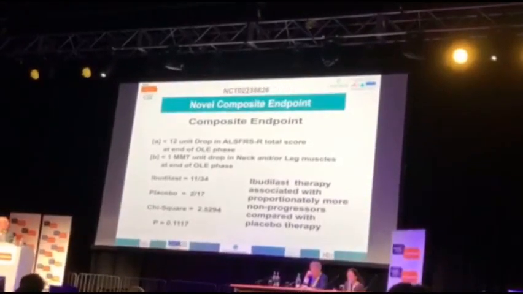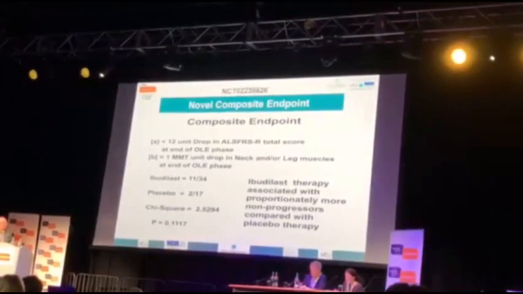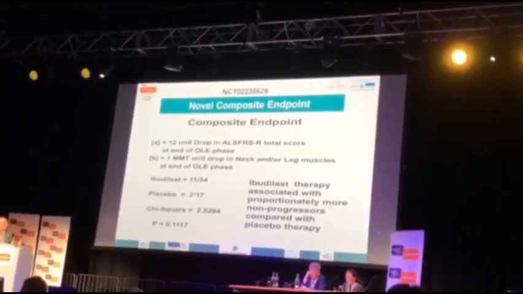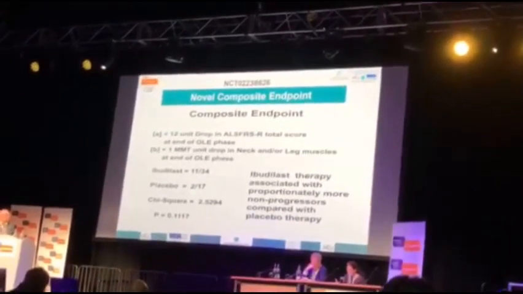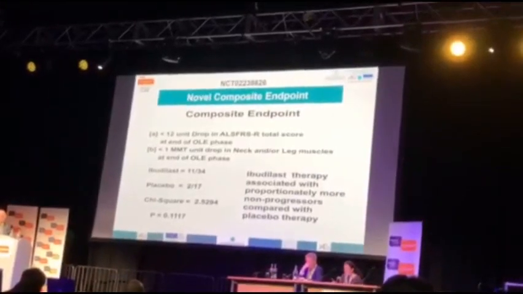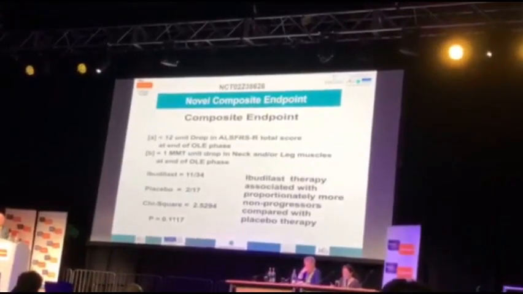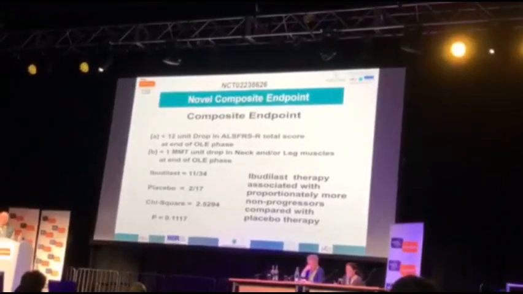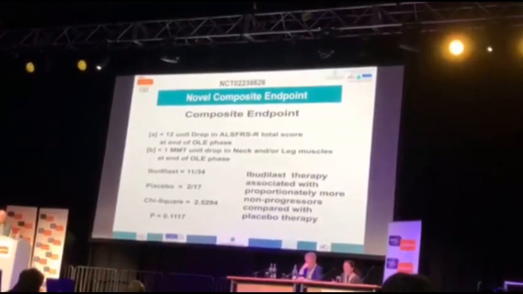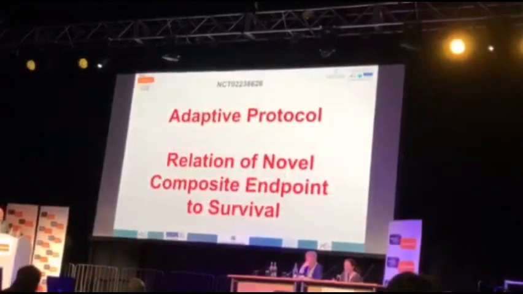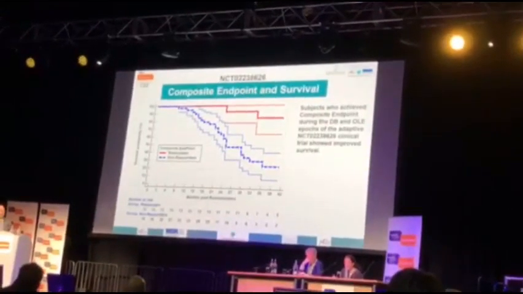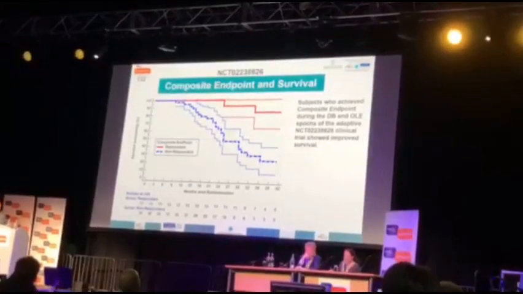When we looked at the treatment epic, we found 11 of 34 patients on ibudilast and 2 of 17 patients on placebo were associated with more non-progression, at a p of 0.11. And so this will help us in planning the future studies and how many patients we will need for this composite endpoint. What I now want to do is look at the relationship of this novel endpoint to survival.